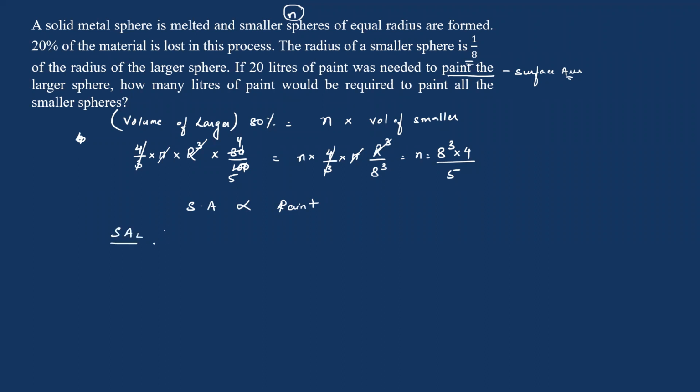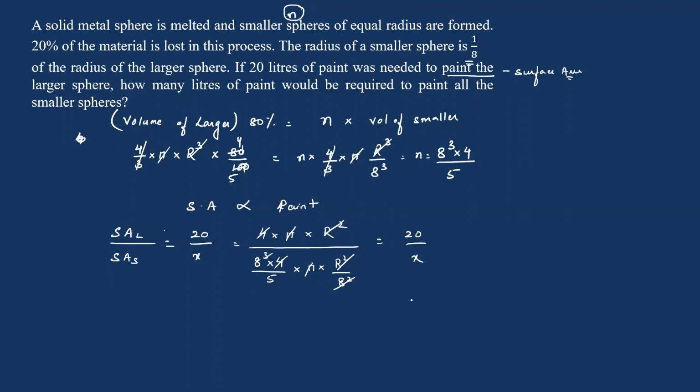Surface area of larger divided by surface area of smaller is equal to 20 divided by x. Now 4 into pi into r square divided by, how many smaller do we have? We have 8 cube into 4 divided by 5 into pi into again r square by 8 square, which should be equal to 20 divided by x. Now, if we simplify, this gets cancelled, 4 gets cancelled, 8 square and 8 gets cancelled, r square gets cancelled. So therefore, eventually we have the value of x.